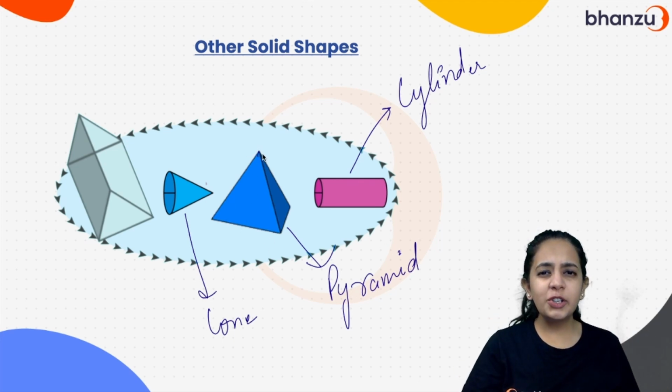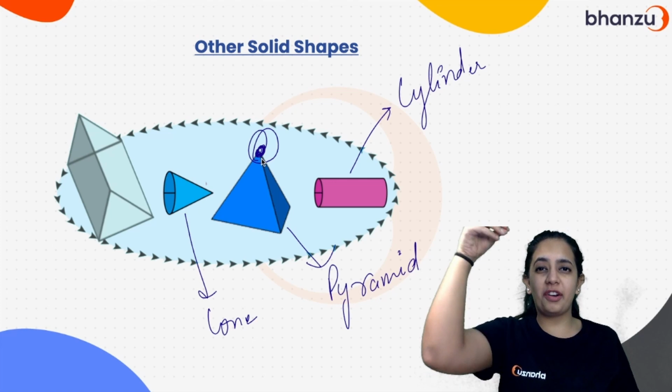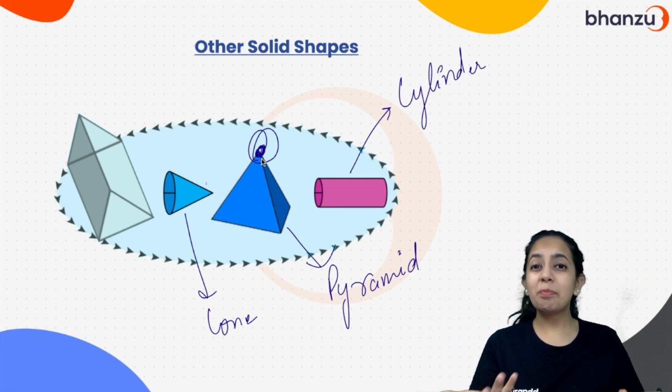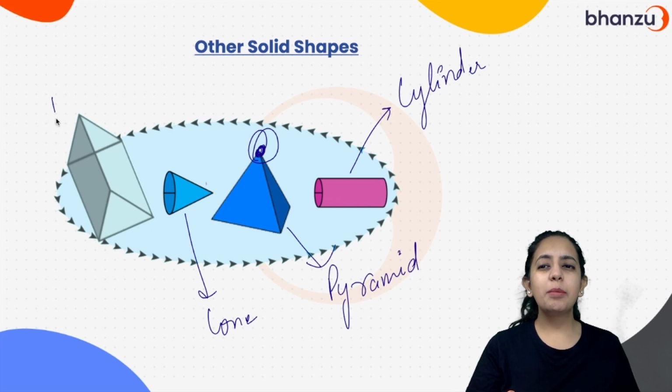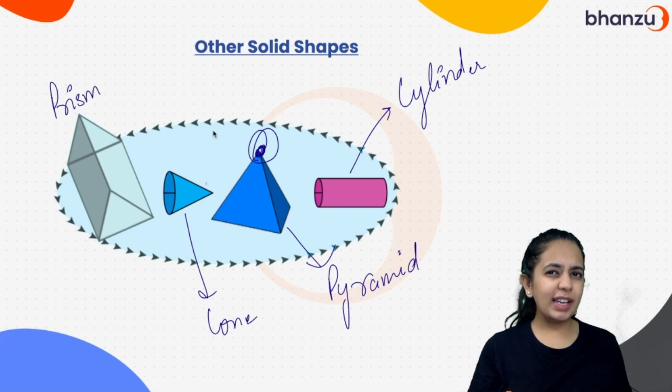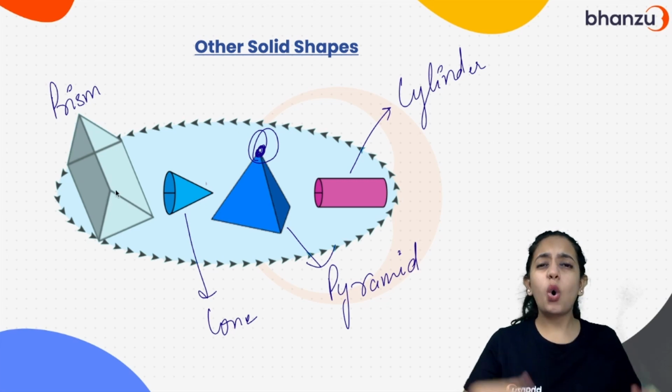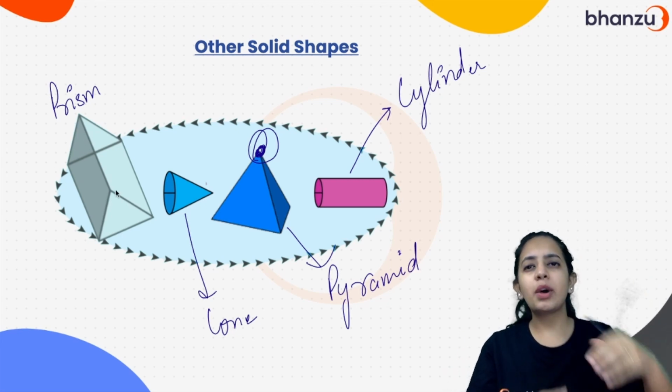It has one top vertex. See, it has a top corner. And every face is coming together at one top. That's a pyramid. Now, this is called a prism. Doesn't it look like a pyramid? But, my dear, this is not a pyramid. This is a prism, because all the faces are not coming together at one point.